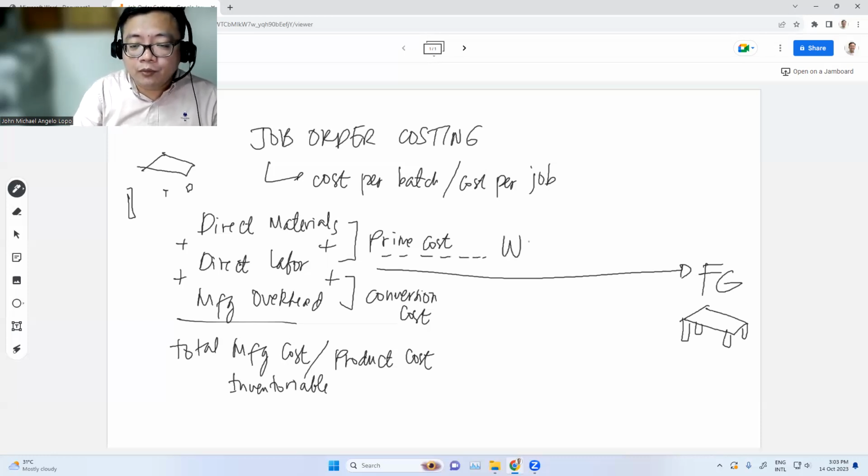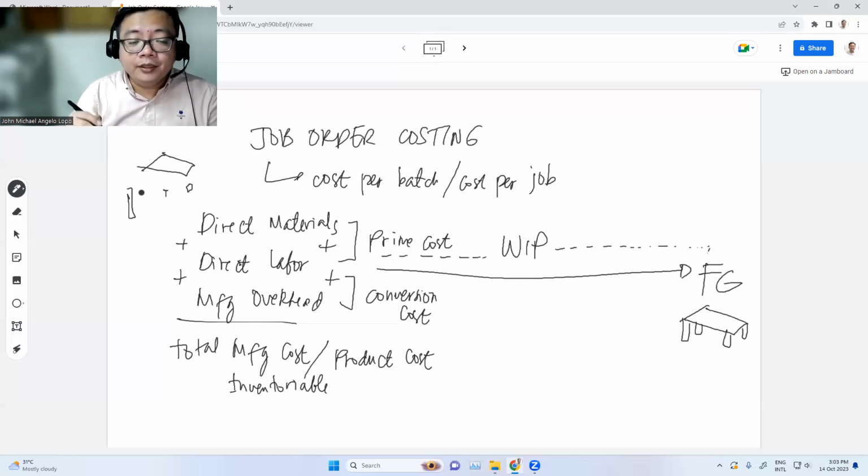That's why may tinatawag din tayong work in process. Okay, so what do you mean of work in process? It is a partially completed product. So it is known as a partially completed product. That's why it is known as your work in process. Direct materials, direct labor, and overhead, it is known as your manufacturing cost or product cost or inventoriable cost. And you have your work in process, it is a partially completed product.